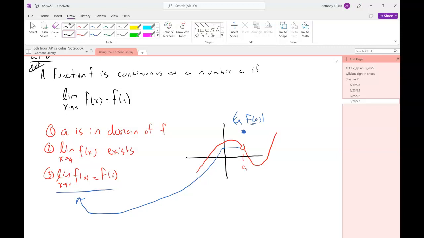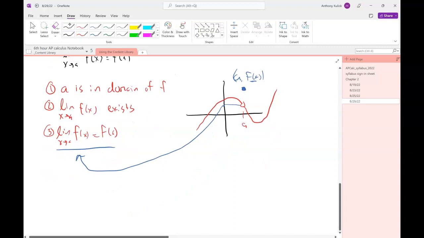So these places where the function is not continuous, if this definition fails at a value of A, we call that a discontinuity. We've used that word a bunch before. So let's just do an example about finding the discontinuities.